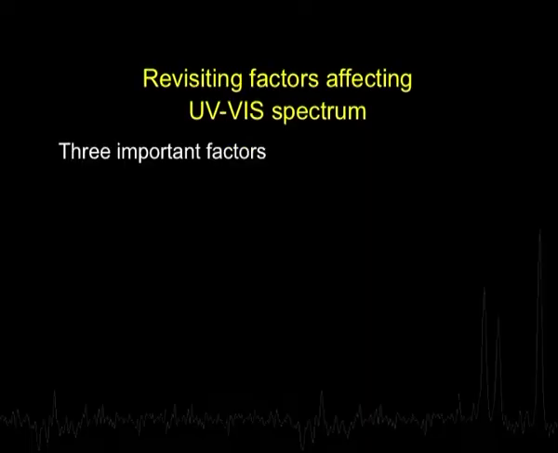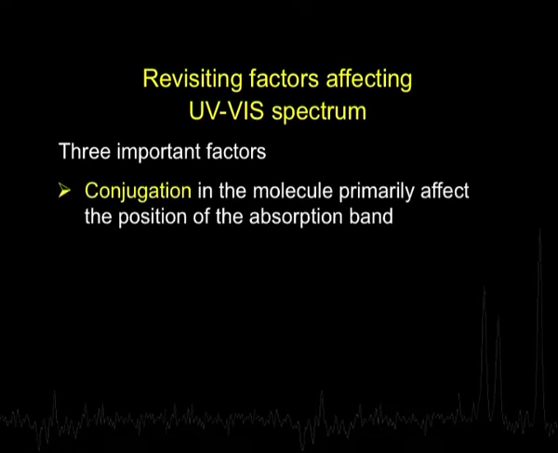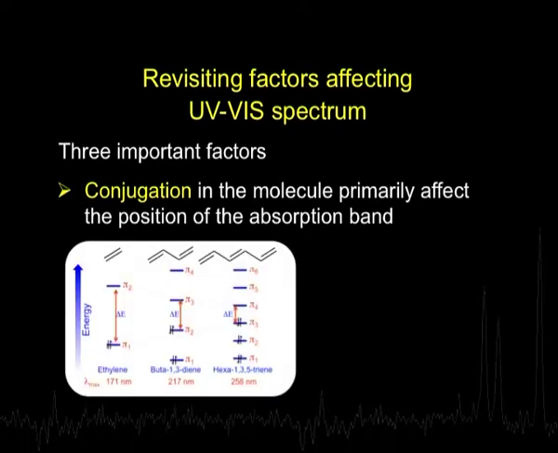Now, to come to today's session, what we do is to talk about the Woodward-Fieser rules. We will first try to quickly revisit, because these rules basically are related to the effect of different factors, the structural components of a molecule, on the UV visible spectrum. So, let us try to recall what the factors are which affect the UV visible spectrum. The first and foremost of the three factors is called conjugation. We know that the conjugation in the molecule affects the position of the absorption band, and we rationalize it in terms of the following example.